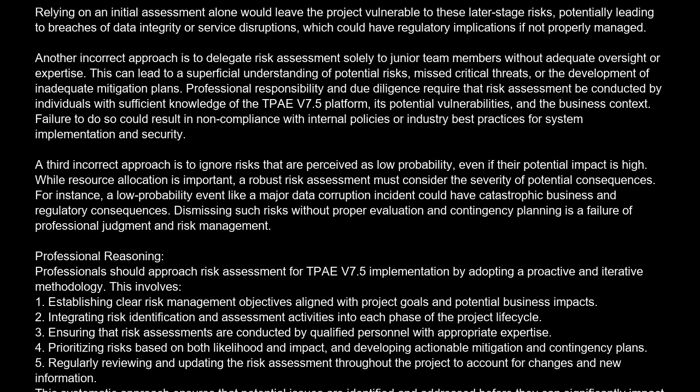A third incorrect approach is to ignore risks that are perceived as low probability, even if their potential impact is high. While resource allocation is important, a robust risk assessment must consider the severity of potential consequences. For instance, a low-probability event like a major data corruption incident could have catastrophic business and regulatory consequences. Dismissing such risks without proper evaluation and contingency planning is a failure of professional judgment and risk management.